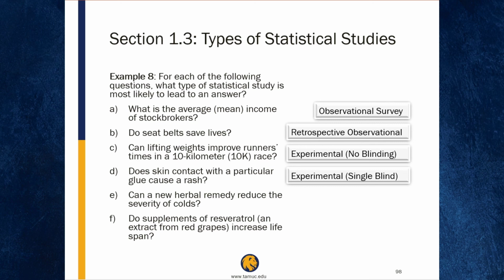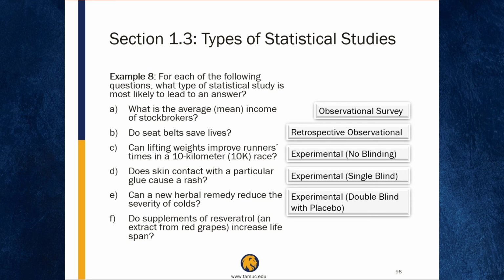And so the next one says, can a new herbal remedy reduce the severity of colds? This is one where an experimental study certainly would be appropriate with double blinding and a placebo, because the treatment group would get the remedy, and the control group would get something that looks like the remedy but doesn't actually do anything. That would be the placebo. And so nobody would know who's in the treatment and control groups, to eliminate the placebo effect and eliminate the experimenter effect as well.